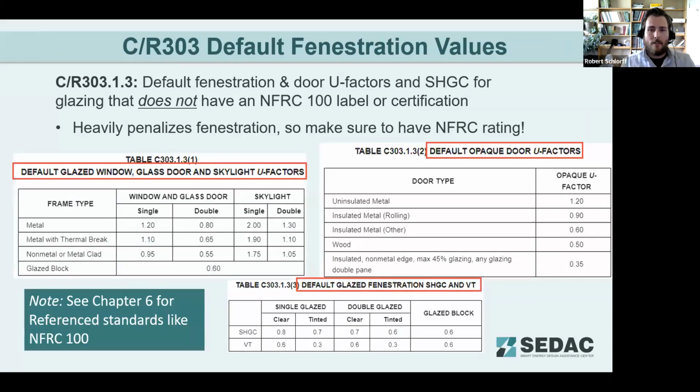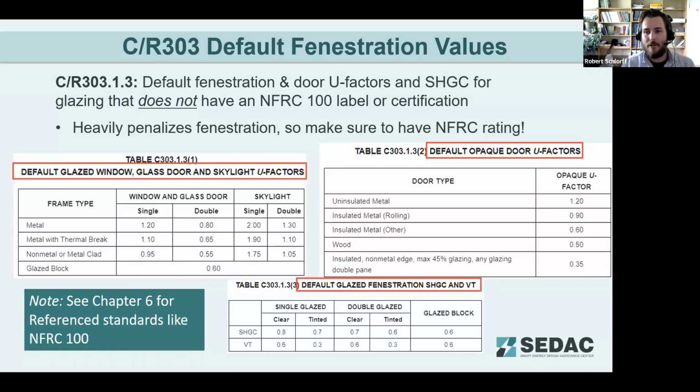Okay, so we talked a little bit about fenestration definitions, key performance indicators, where those might come into play here. There is a section 303.1.3 with default fenestration U-factors, SHGC, and VT values. So these would be used if on a project you have windows that do not have an NFRC 100 label or certification, you must then use these values. The code is basically saying, okay, your windows are not certified or labeled with the correct label. We can't necessarily verify their performance. So we're going to assume that their performance matches the values within these tables.